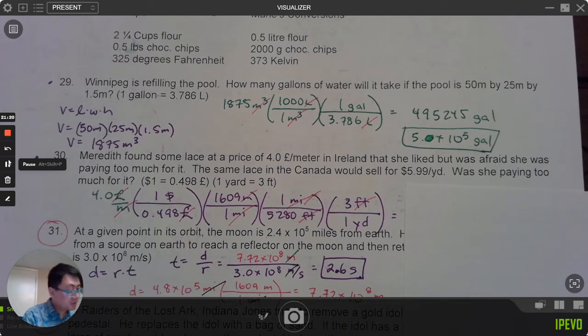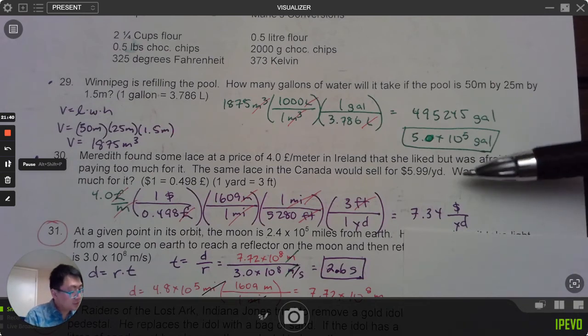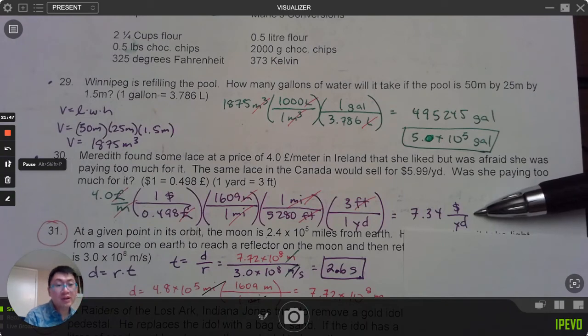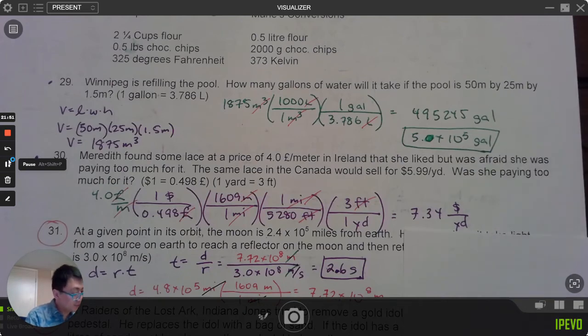Next step, I want to change my meters into yards. 1 mile is 1609 meters, 1 mile is 5280 feet, 1 yard is 3 feet. Doing all that, you got $7.34 a yard. In Canada, again, it was $5.99 a yard. In Ireland, it was $7.34 a yard. So obviously, it costs more in Ireland than it did in Canada.